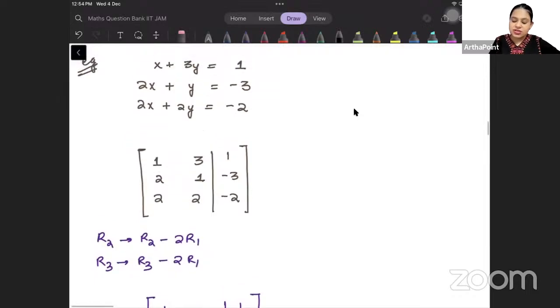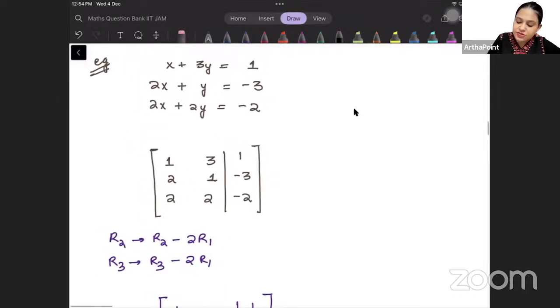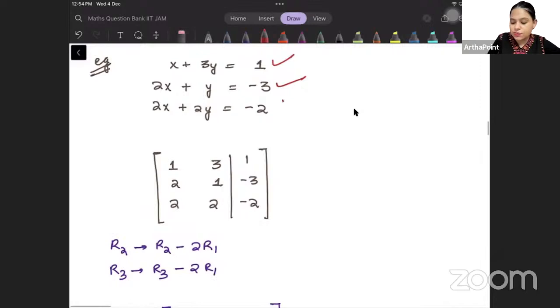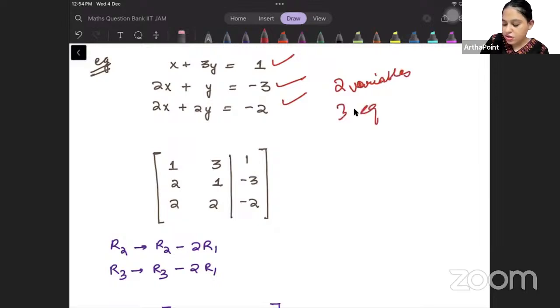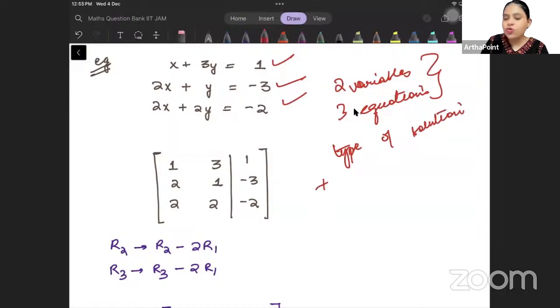Let us go ahead and take this example now. So what we have is 3 equations given to us, and there are just 2 variables. So 2 variables and 3 equations. We need to identify the type of solution, and also if it is an infinite solution, we need to identify the free variable. I'll just tell you the concept of free variable through this question only.